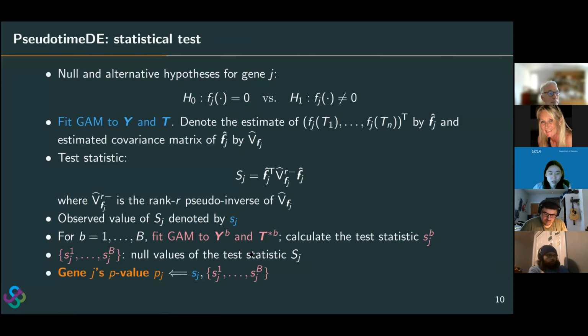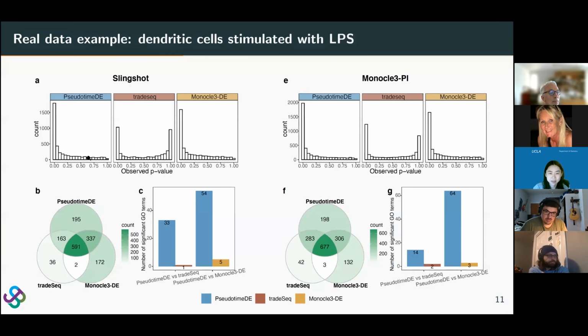Okay, I'm going to skip that detail and let's look at the result. The first one we are going to look at is the application to a data set about dendritic cells stimulated by LPS. It's the p-value distribution histogram.